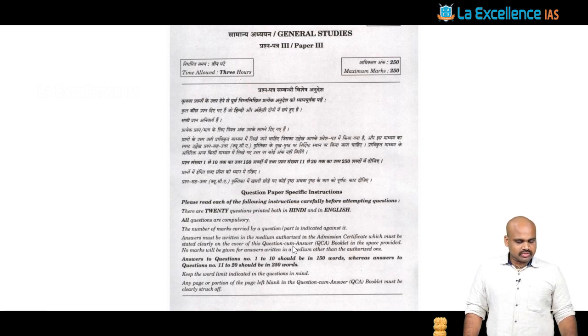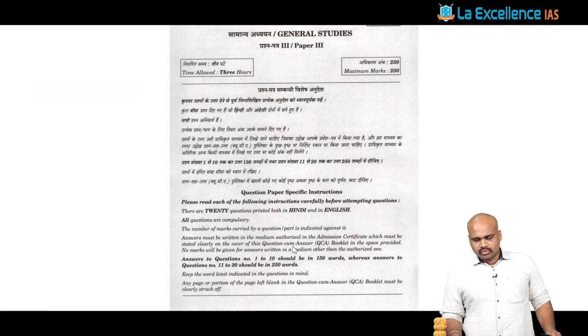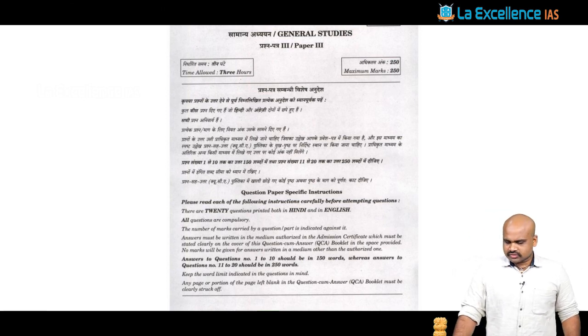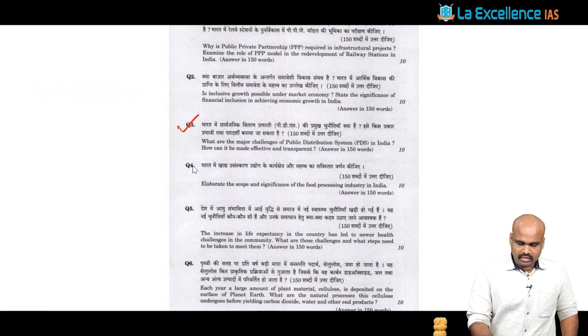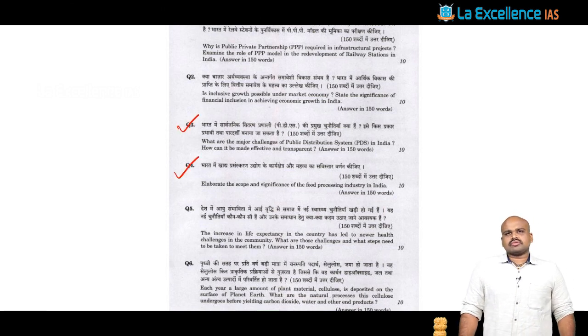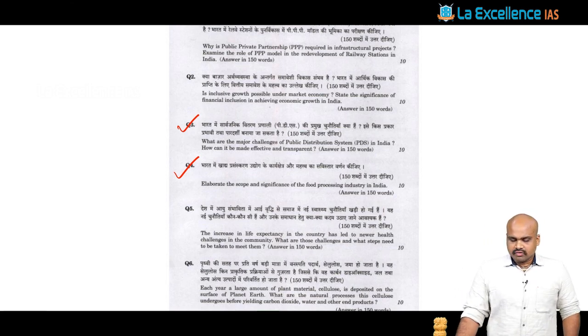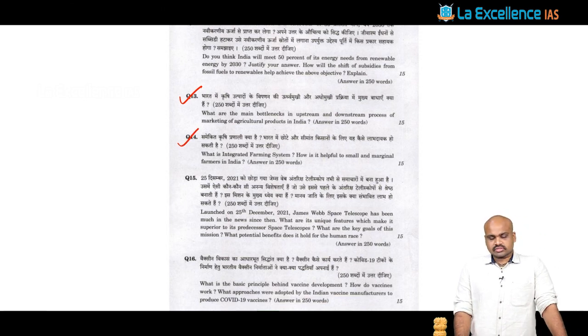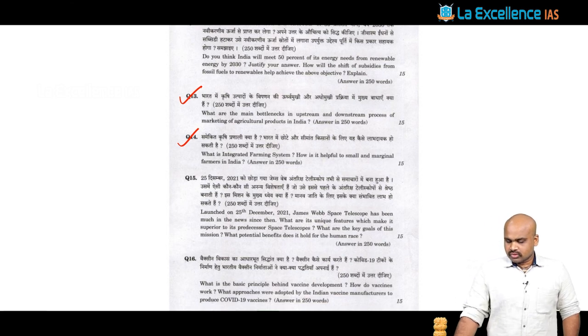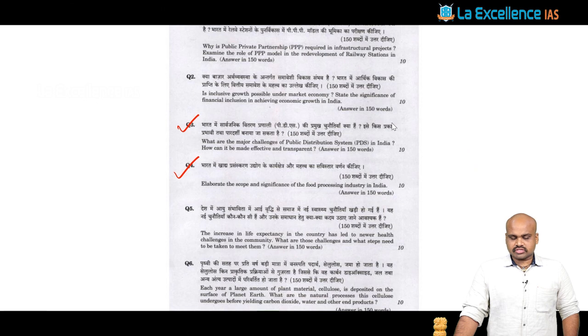So keeping this background in mind, let's look at what questions were asked from this particular section. We have seen that question number 3 and question number 4 both belong to this area of agriculture and food processing industry. And apart from that, we also have question number 13 and question number 14. So we are having 2 questions, question number 13 and question number 14, and also question number 3 and question number 4.